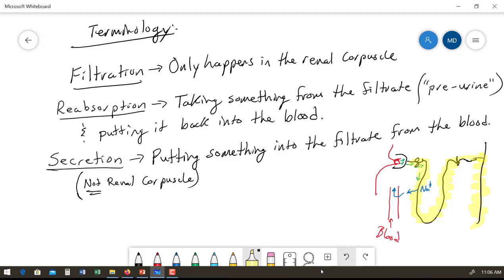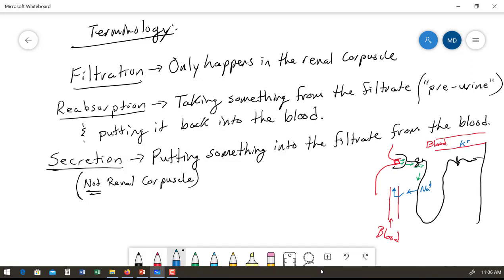Secretion though is, so if I were to draw this, let's say we're over here now. Let's say over here I have, again, we'll use potassium. Let's say I want to take some potassium and I want to get rid of it, and it appears in my blood supply. So this is in our blood supply up here. So again, we have blood.